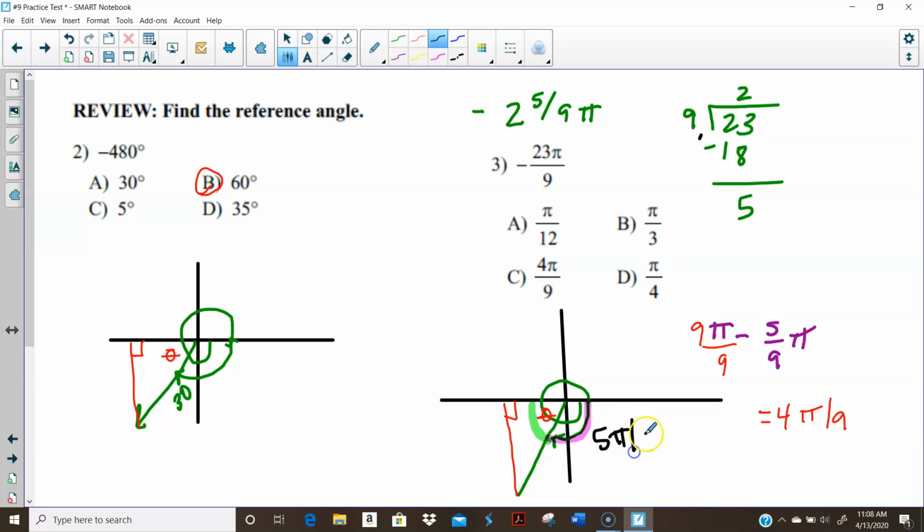So from here to here is 5 pi over 9, and the reference angle, which is from here to here, is 4 pi over 9. And when we add those together, we get 9 pi over 9, which is simply pi, which is this half circle. So our answer is C.